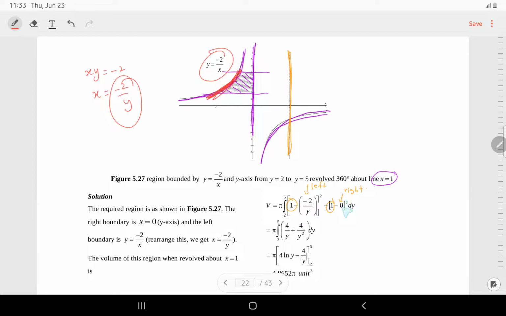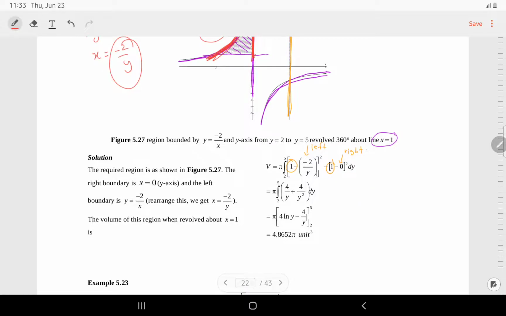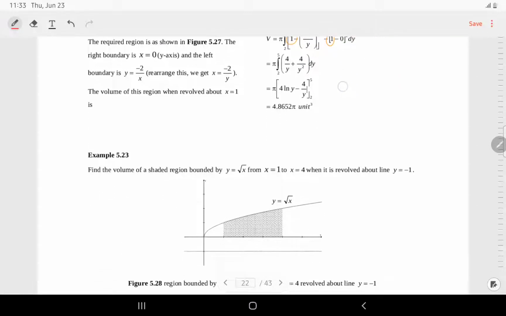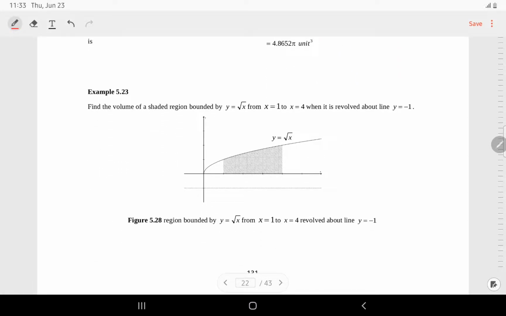Okay, so negative 2 over y yang kita akan masukkan kat sini. And then kat sini right function ataupun right boundary dia sebelah kanan yang ni lah. Sebelah kanan dia yang ni. So yang ni apa equation dia? Ini adalah betul-betul dekat y axis. So y axis equation dia adalah x equal to 0. So kita masukkan 0 kat sini. Okay, so ini formula dia lah. Dan selesaikan. Okay, last example.